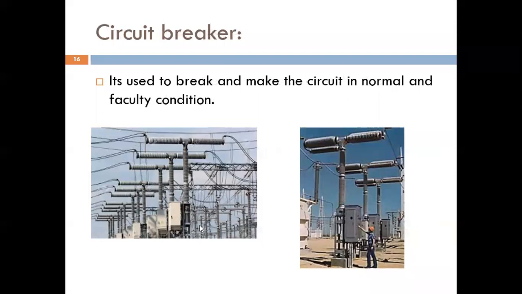Then after that, circuit breaker. The main function of the circuit breaker is to break and make the circuit in normal and abnormal conditions. Faulty condition, abnormal condition or normal condition, circuit को open और close करने के लिए circuit breaker का utilize होता है. You see in the diagram, this is called a circuit breaker. And there are many types of circuit breaker: air circuit breaker, air blast circuit breaker, oil circuit breaker, SF6 circuit breaker, vacuum circuit breaker.